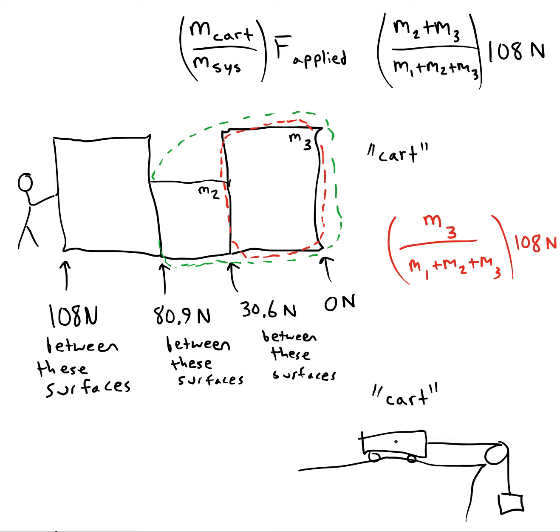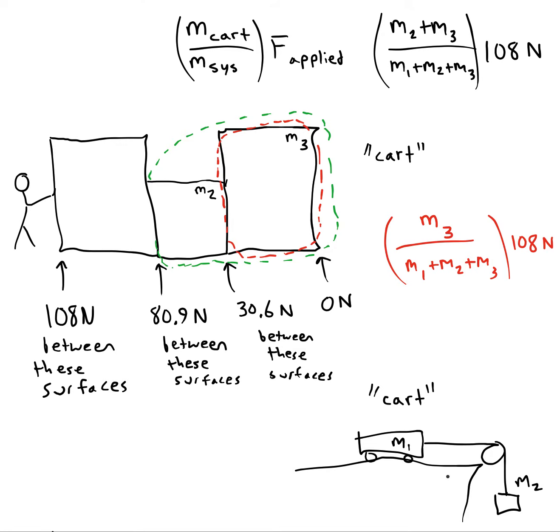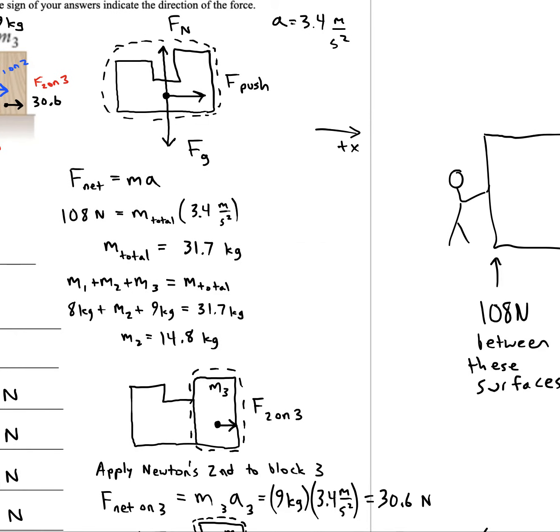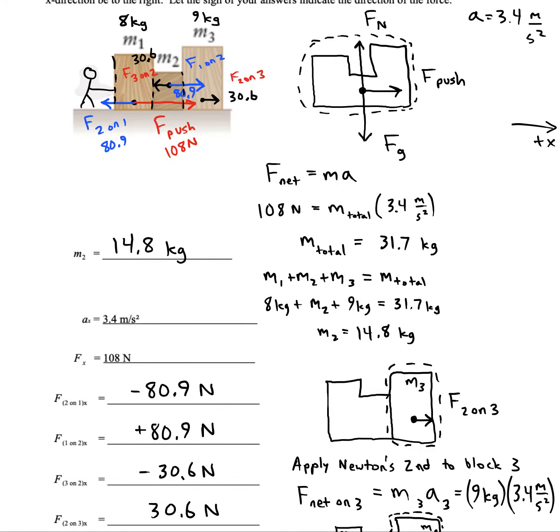And if the cart was like M1 and this was M2, then you could still use the same formula. M1 out of M1 plus M2 times the force that's being applied to this situation. So it's a very versatile formula. And we can try to use it here in this example with friction as well.